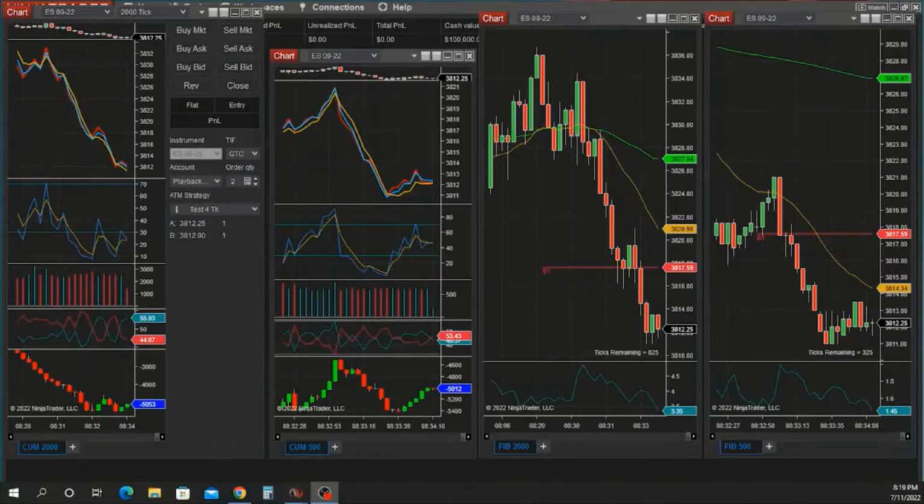But what I do is I actually use two screens, and for the sake of this video I added everything on one screen, and I have four charts here. The first chart and the second chart are my primary indicators. The third and the fourth chart are my candles. The first one is a 2000 tick chart, the second one is a 500 tick chart, and the third and the fourth are the same: 2000 tick chart on the third, 500 tick chart on the fourth.